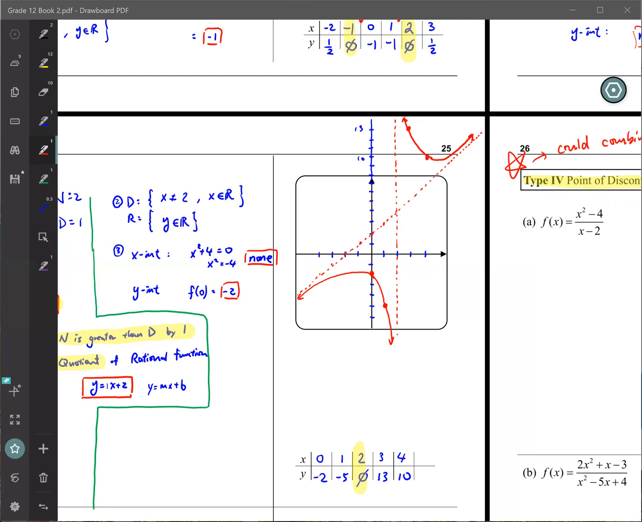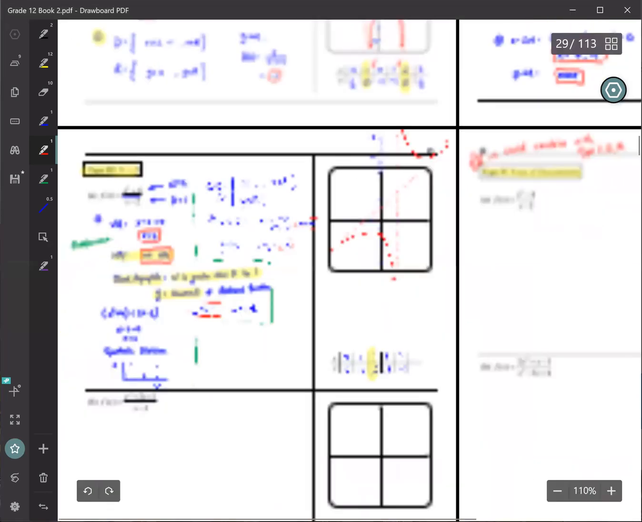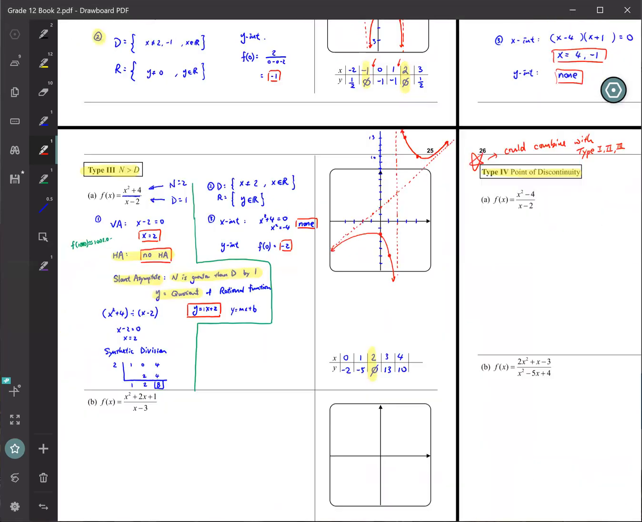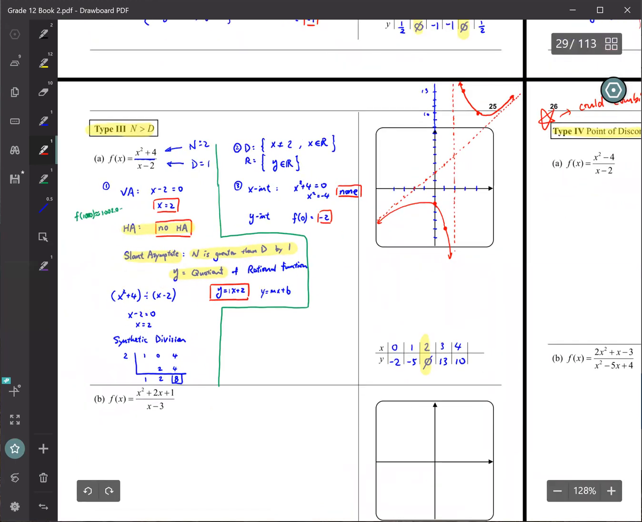All right, so question B is the same, okay? We're going to skip question B. Nothing tricky for question B, okay? You follow the same thing, you do long division, sorry, synthetic division, right? Then you can get a quotient, then that's also the slant asymptote, right? So you will have practice for homework like that.